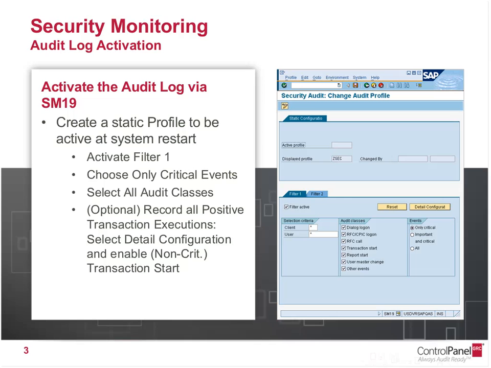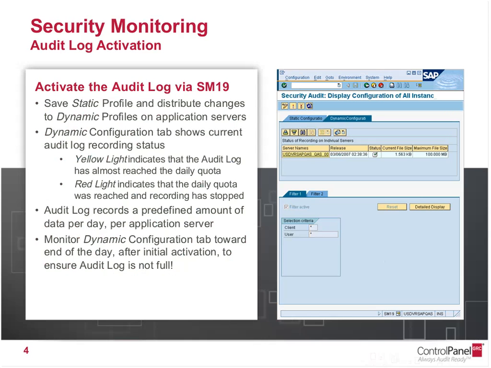Now, this static profile is just used at the system restart, and it is going to get transferred into a dynamic profile. The dynamic profile is what's really going on in the system today. There'll be some lights by the dynamic profile, and either a yellow or a red light may be shown. You want to be cautious if you see that on the Dynamic Configuration tab. A yellow light would mean that you're almost to your daily quota. A red light would mean that you've reached your daily quota and the recording has stopped.